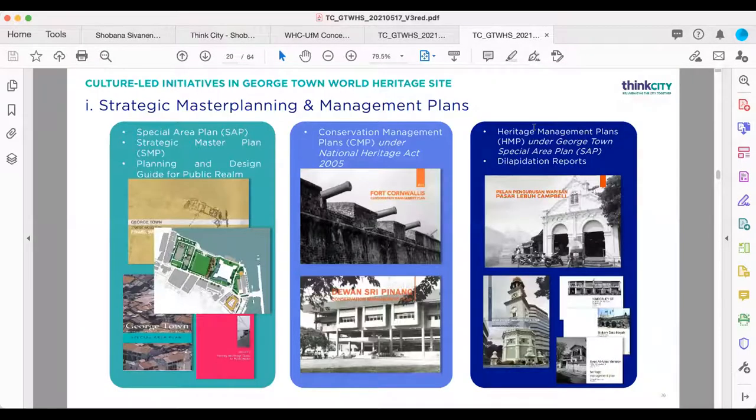So as you know, that part of the inscription enabled us to put together a special area plan so that it had a legal status in terms of how the site will be governed. But further to that, we also put together a strategic master plan and a planning and design guideline for public realm improvement. And we also had to draw up conservation management plans and set the new benchmark and standards in terms of how sites can be conserved, particularly category one sites and monuments in the city. Aside from that, for those in category two and category three, we also encourage site owners to develop heritage management plans and the dilapidation report as a basis towards renewing and regenerating sites that are culturally important.